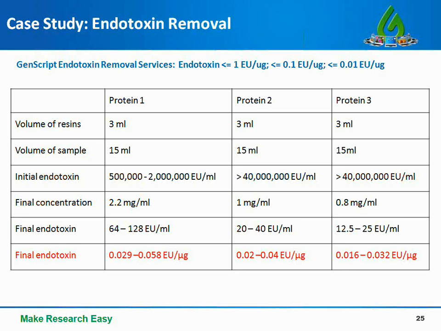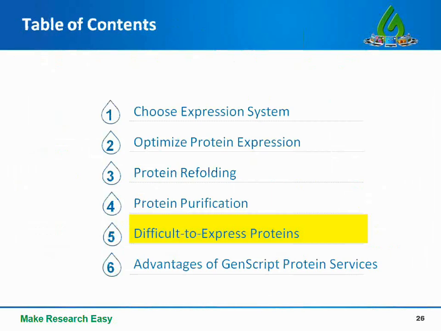If it's required, we could further reduce the endotoxin level to less than 0.01 EU per microgram. In fact, at GenScript, we offer endotoxin removal services in three tiers: endotoxin levels less than 1 EU per microgram, less than 0.1 EU per microgram, and less than 0.01 EU per microgram. You can choose either one based on your application need.